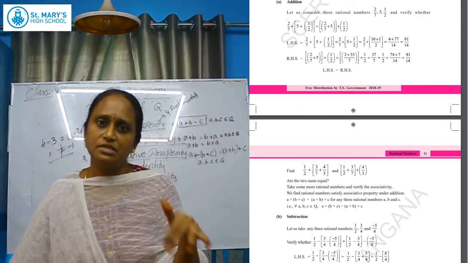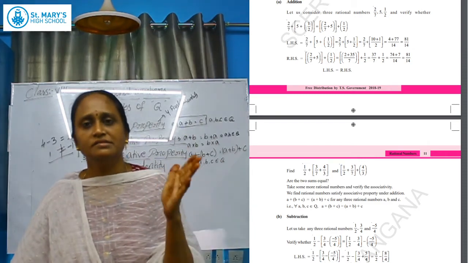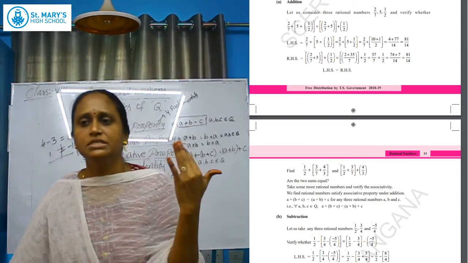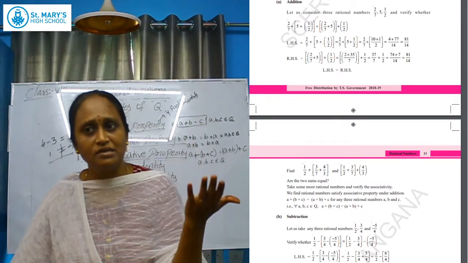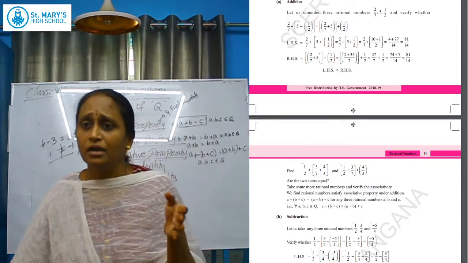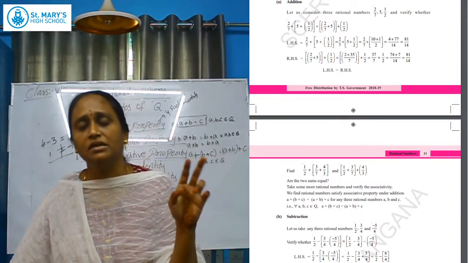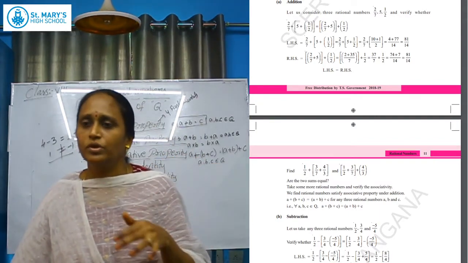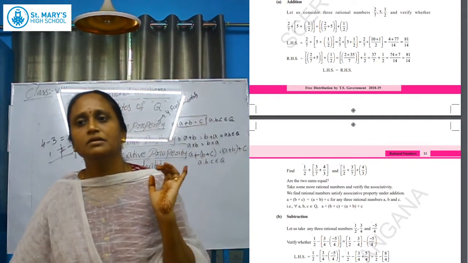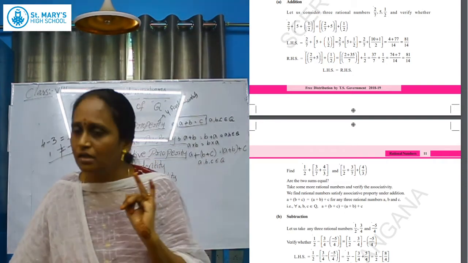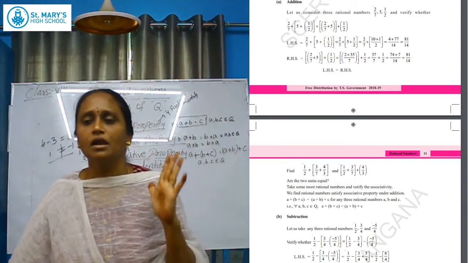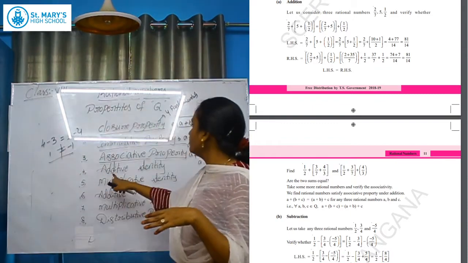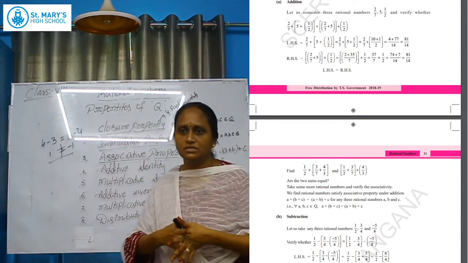When we change the order, the sum is not changed. When we change the order, the product is also not changed. But in subtraction and division, the result will be different. So it is not possible under subtraction and under division. Now we have completed associative property. Now we will go to the additive identity.